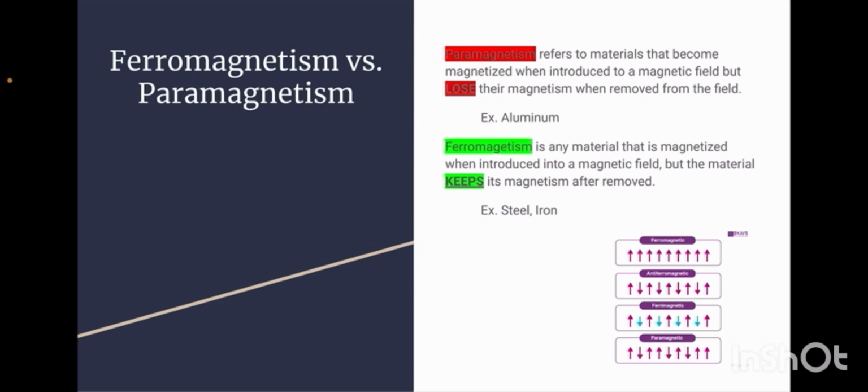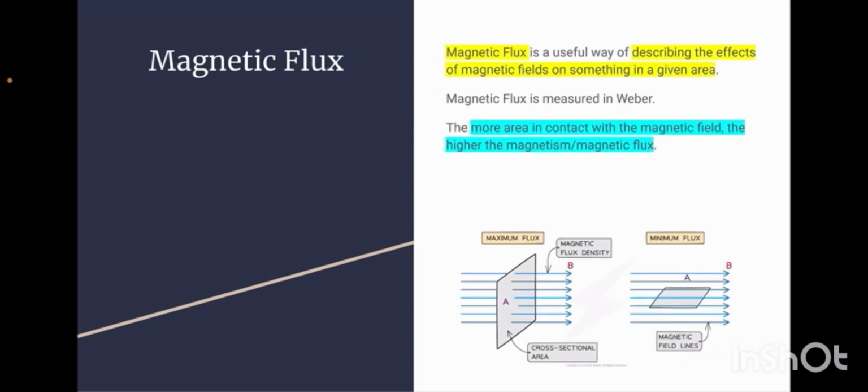Examples: aluminum. Ferromagnetism is any material that is magnetized when introduced into a magnetic field, but the material keeps its magnetism after being removed. For example, steel or iron.